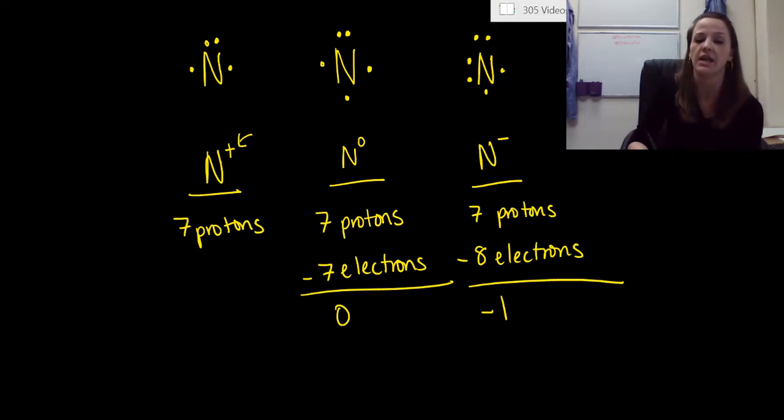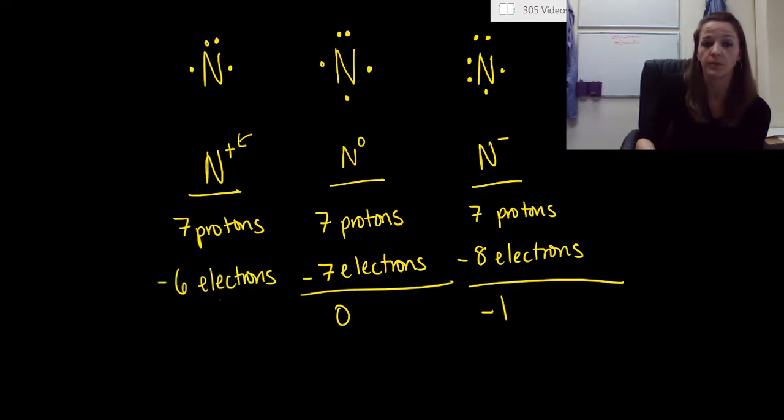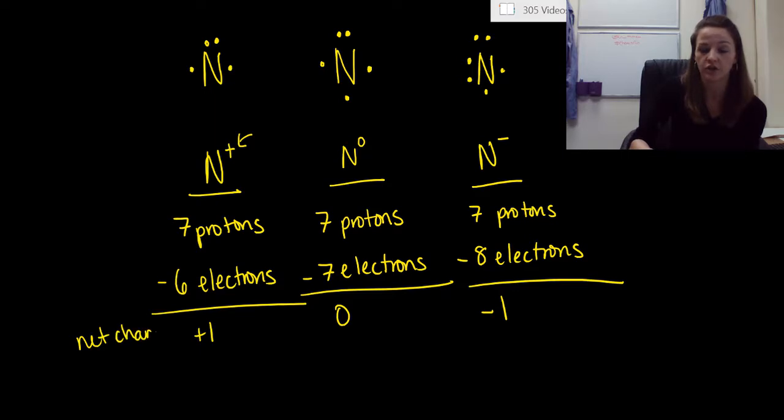Same thing with our cation here. So instead of having 7 electrons, we know we've lost an electron, and so we now have 6 electrons total. And so 7 minus 6 gives us an overall charge of plus 1. So this would be called your net charge.